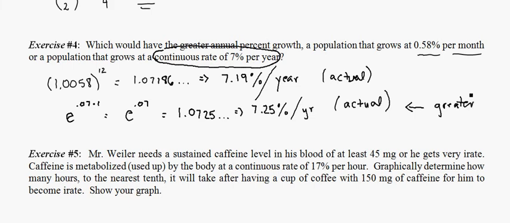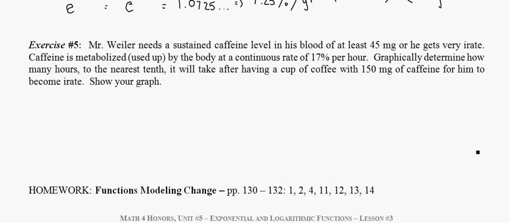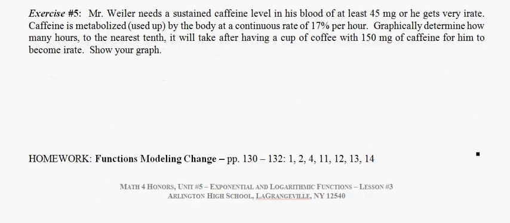Okay, let's take a look at the last exercise. In number 5, Mr. Weiler needs a sustained caffeine level in his blood of at least 45 milligrams, or he gets very irate. This is a very realistic problem. Caffeine is metabolized or used up by the body at a continuous rate, that's the key, of 17% per hour. Graphically determine how many hours to the nearest tenth it will take after having a cup of coffee with 150 milligrams of caffeine for him to become irate.